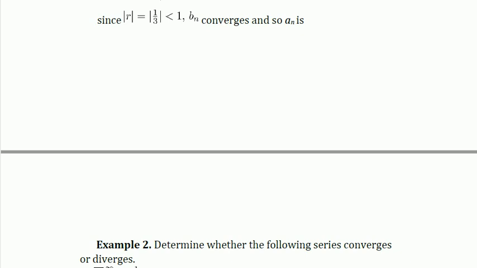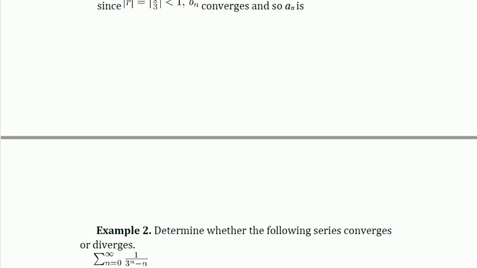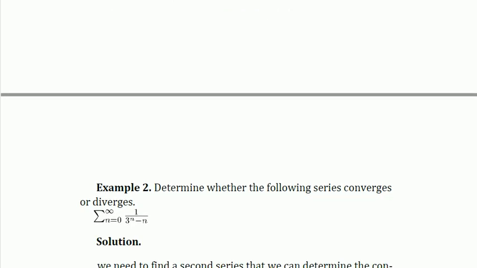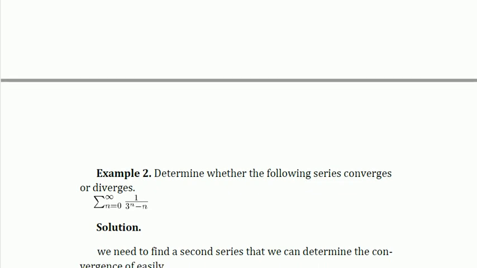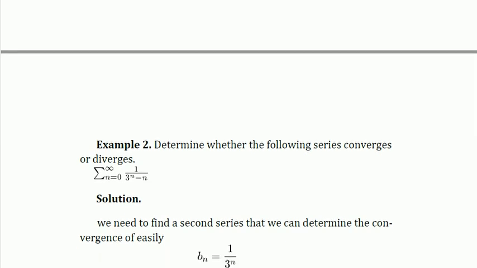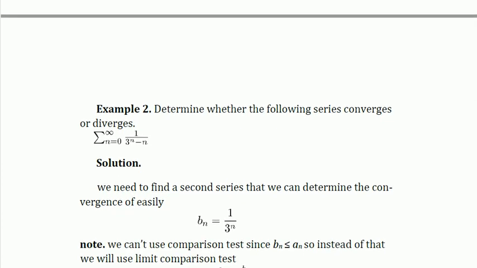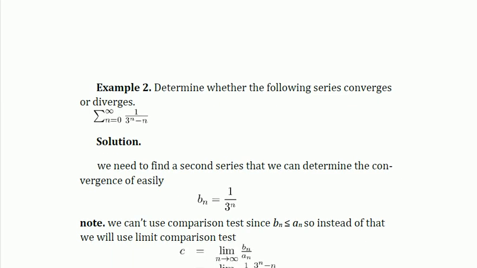Example 2. Determine whether the following series converge or diverge. The infinite series of 1 over 3 to the power of n minus n. In the solution, we need to find a second series that we can determine the convergence of easily. And the series is also 1 over 3 to the power of n. And we cannot use the comparison test since b of n is less than or equal to s of n. So instead of that, we will use the limit comparison test.